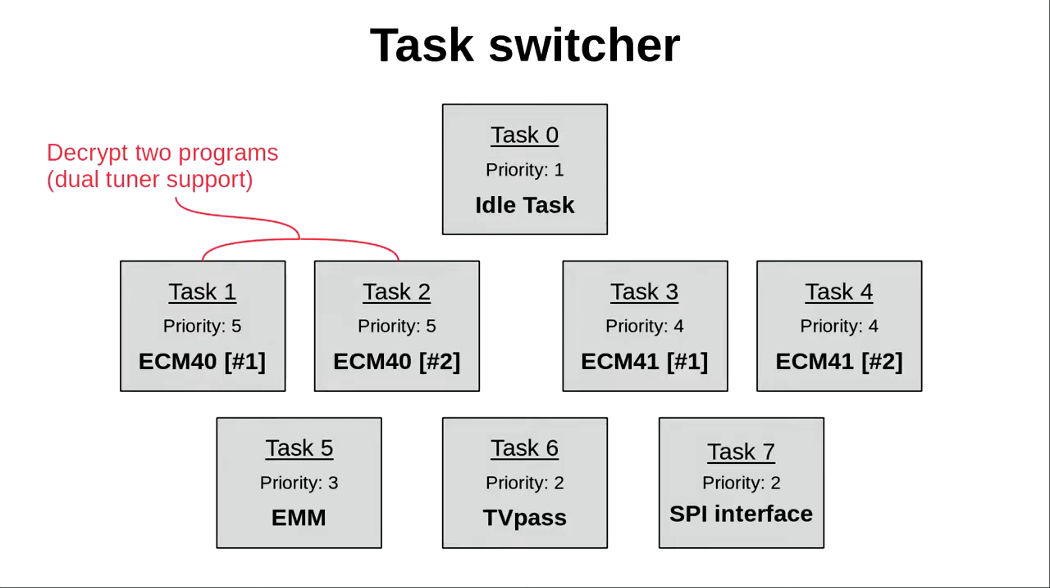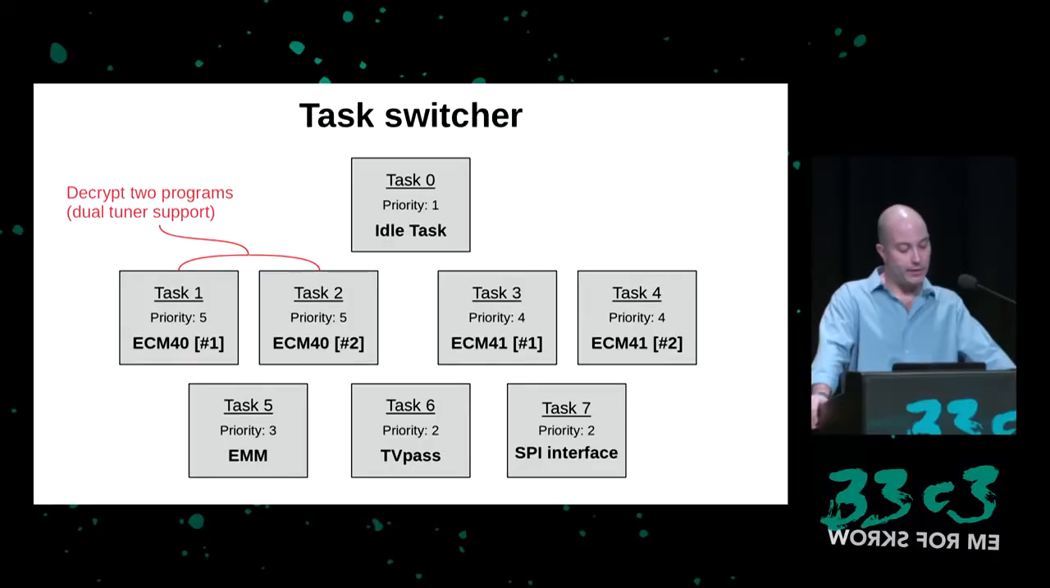The next thing I found was the application wasn't very simple. This 6502 actually runs a task-switching operating system. 8 tasks are run, supporting decryption of up to 2 channels at the same time. There are 2 tasks to handle processing of ECM40 messages and generation of the working keys used to decrypt the transport stream, and 2 tasks to handle processing of ECM41 messages to generate the program keys that are used to process the ECM40. 1 task for handling EMM processing, and there's also a task to communicate with the TV Pass interface for security upgrades, with another task to handle the messages that are coming in over the SPI interface.